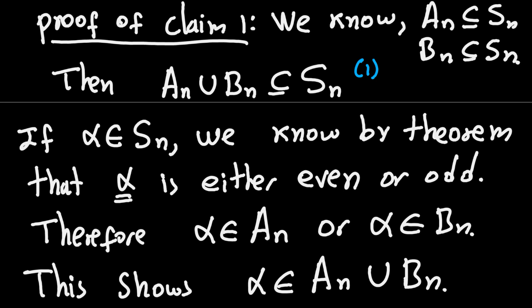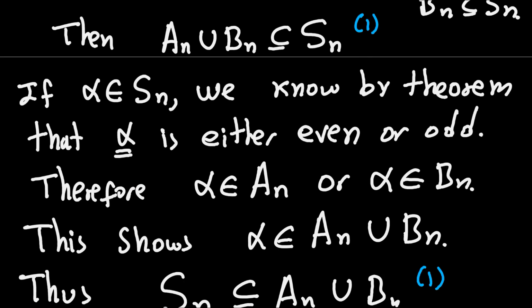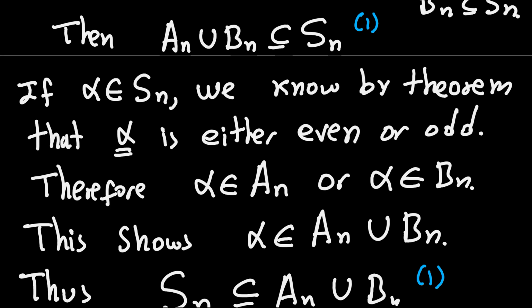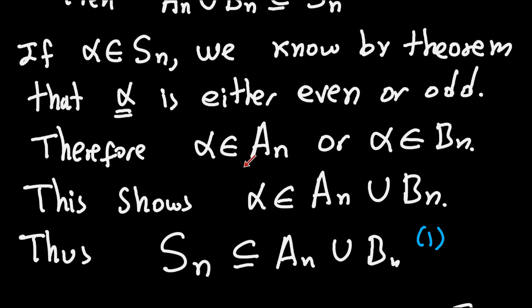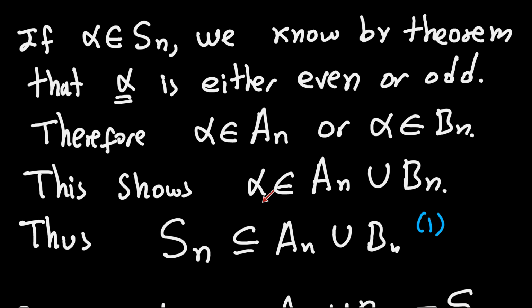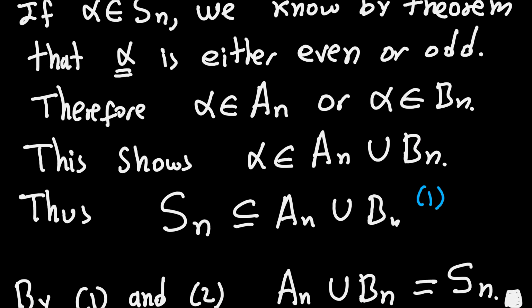We know by a theorem that any permutation is either even or odd, so we prove that. Then alpha is in An or alpha is in Bn, meaning alpha is even or alpha is odd. But that is the same as saying that alpha is in the union, because anything is in the union if it is in at least one of them. So that would prove that Sn is included in this one.